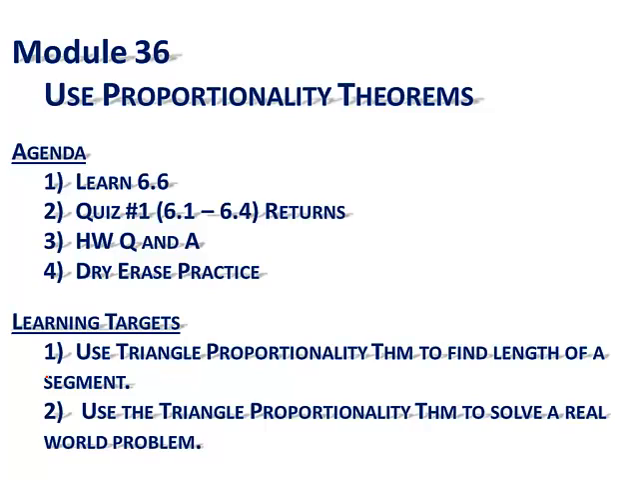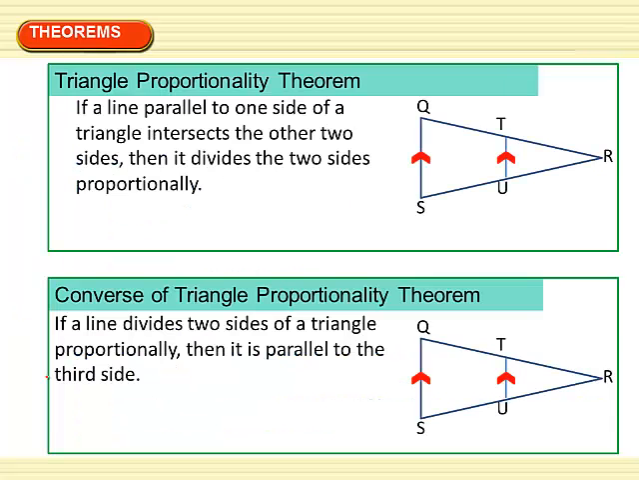All right, this is module 36, Use Proportionality Theorems. In this particular module, there are going to be a few other theorems associated with triangles and similarity. Our first one is called the triangle proportionality theorem, and it states, if a line parallel to one side of a triangle intersects the other two sides, then it divides the two sides proportionally.